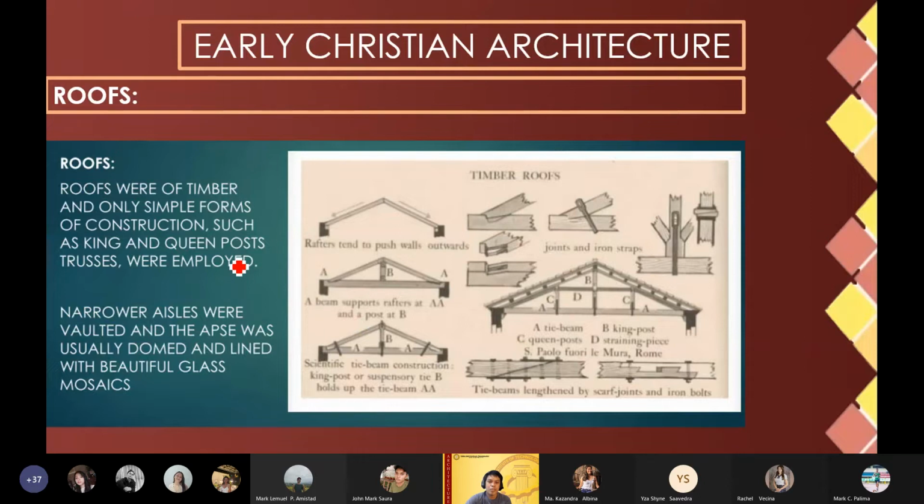So again, if you search buildings of early Christian architecture, I think about 80% are dilapidated. They have collapsed, and you only see ruins. It's because the roofs were made of timber. This is where trusses started. In building tech 2, you will learn about trusses. During this time, they already used trusses. They have the king post and the queen post.